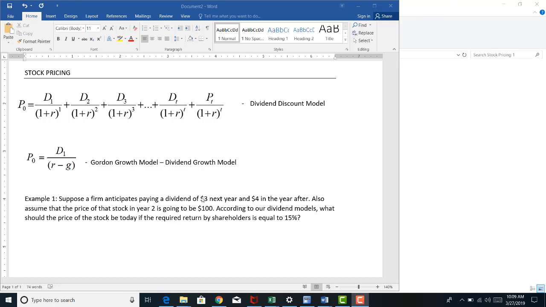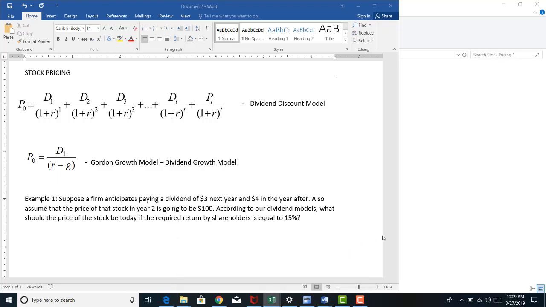We see that the dividend is growing from year 1 to year 2, from $3 to $4. We don't know if it's growing at a constant rate. We're also given the information that the price of the stock in year 2 is going to be $100. So again, we can only use the Gordon growth model or the dividend growth model if we know that dividends are growing at a constant rate of G, whatever G is, indefinitely. And so we can't use the Gordon growth model in this particular problem. We're going to have to use the dividend discount model.